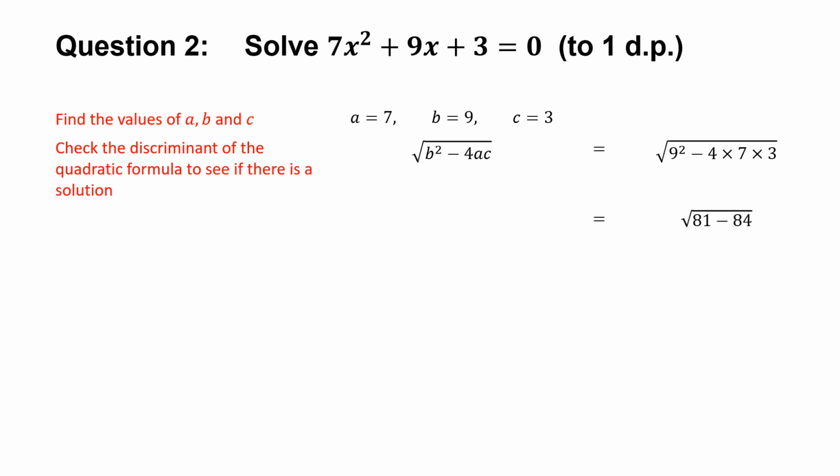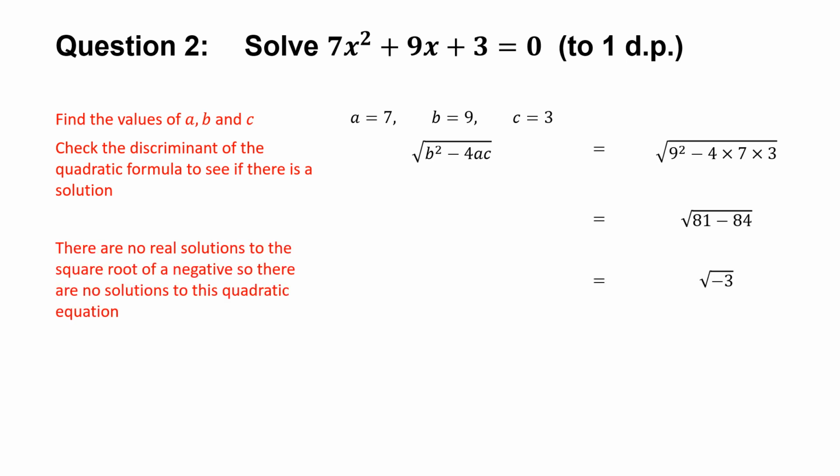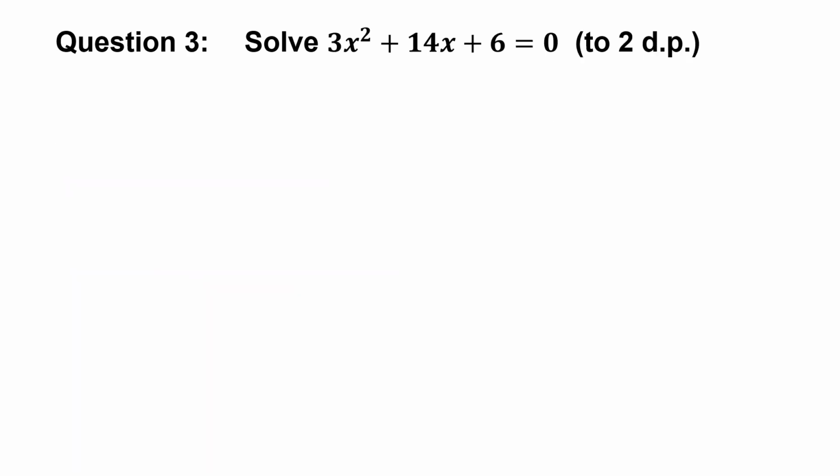This is going to give us root 81 minus 84, which is the square root of minus 3. Now, as we've said, there are no solutions when we have a negative square root. So there is nothing further to do on this question other than to state that there are no solutions to this particular problem. Moving on to question 3, we have 3x squared plus 14x plus 6 equals 0.